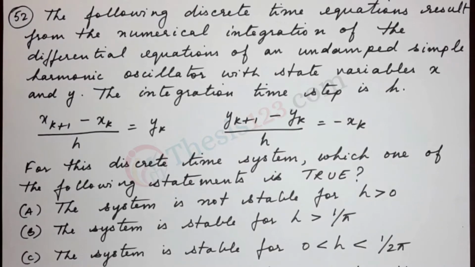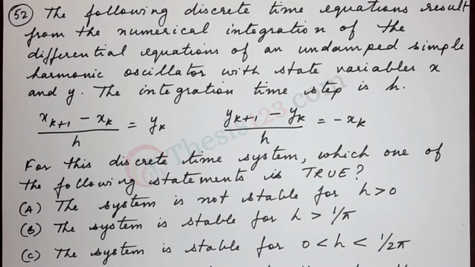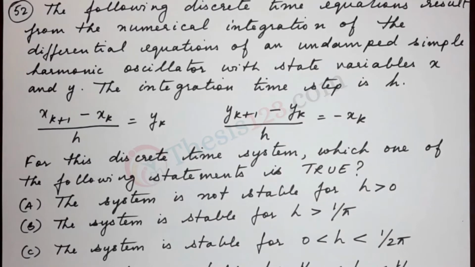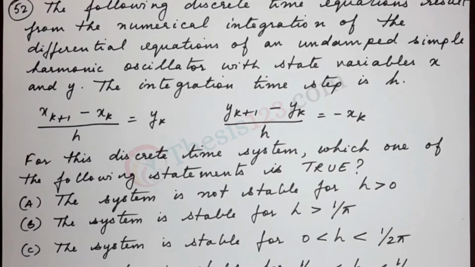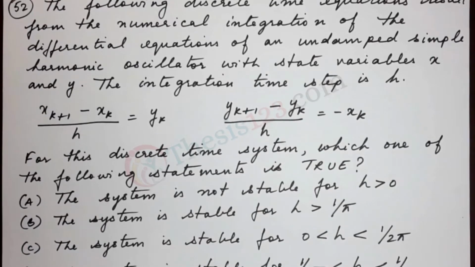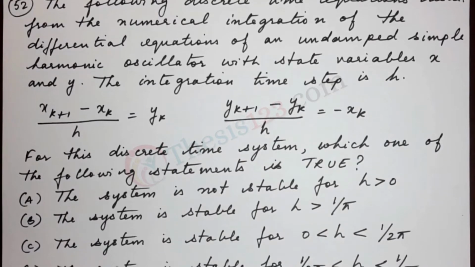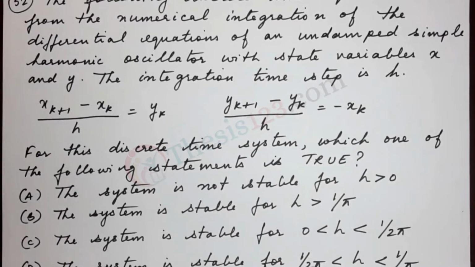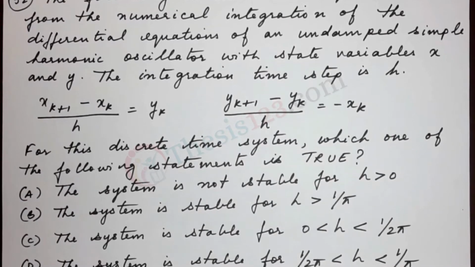So the equations are given: xk plus 1 minus xk divided by h equals yk, and yk plus 1 minus yk divided by h equals minus xk. For this discrete time system, which one of the following statements is true?